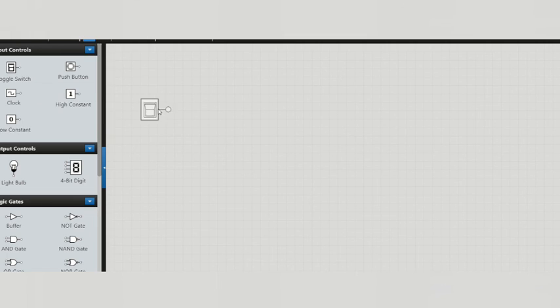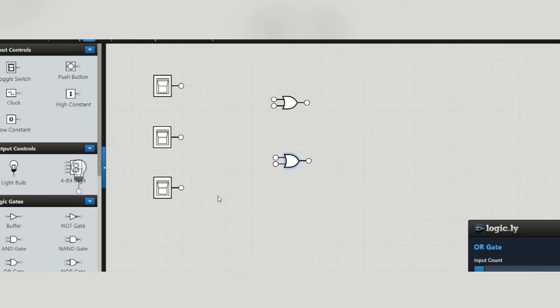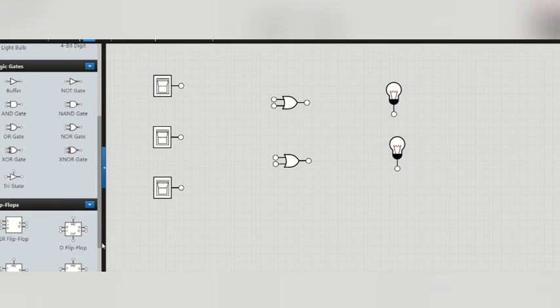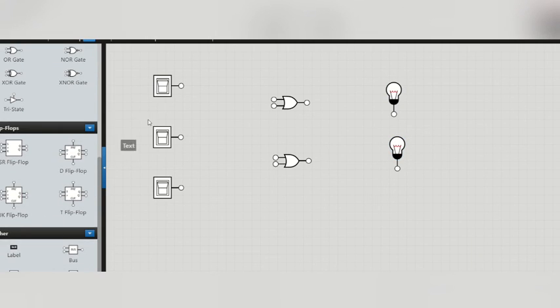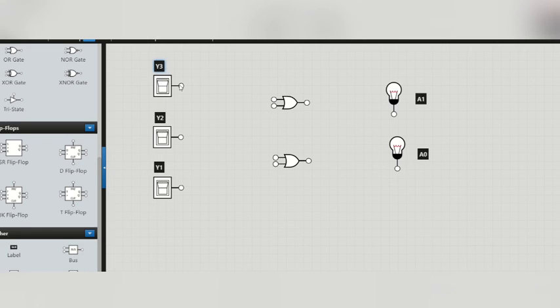Now we are going to see about encoders. Place 3 input switches, 2 OR gates and 2 output bulbs. Let's start labeling. Label the switches as Y1, Y2, Y3 and the 2 outputs as A1 and A0.